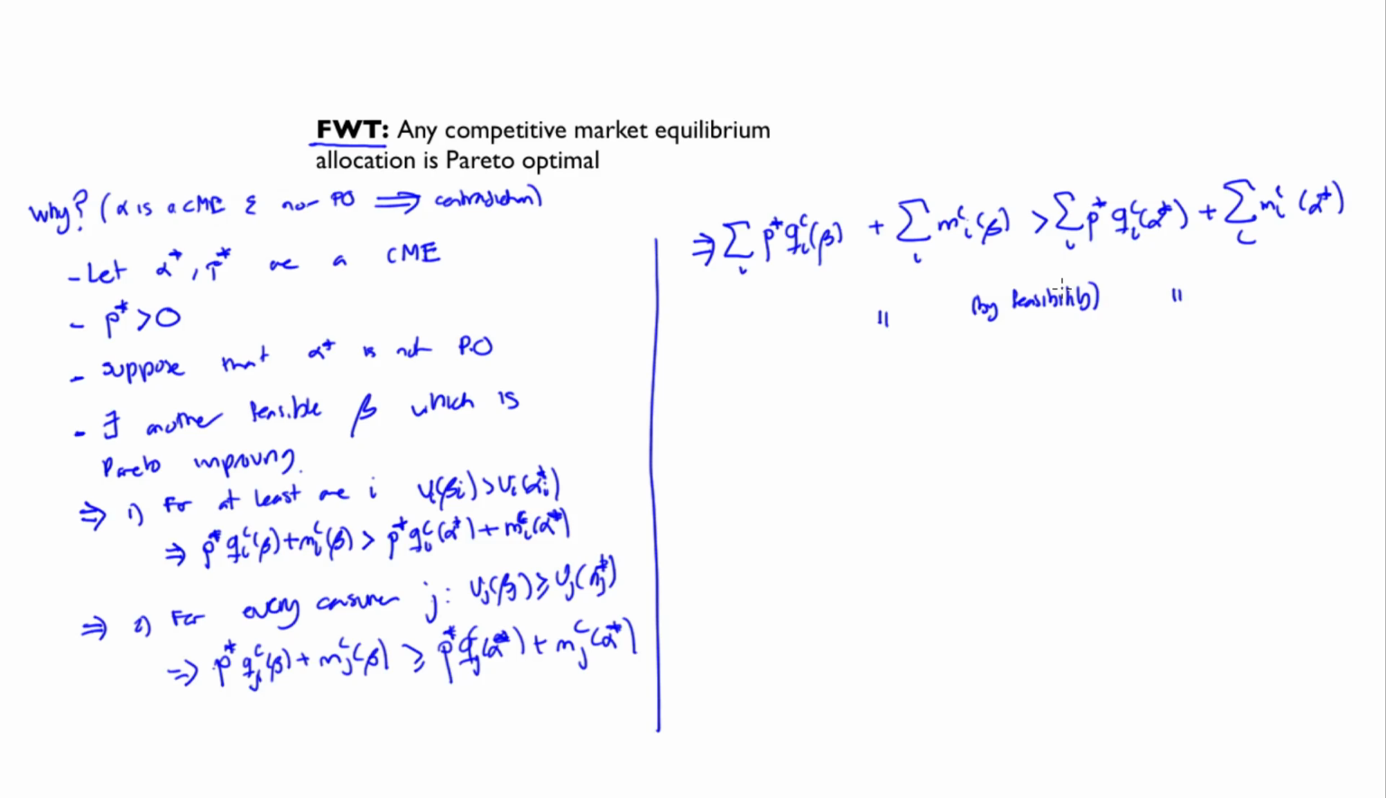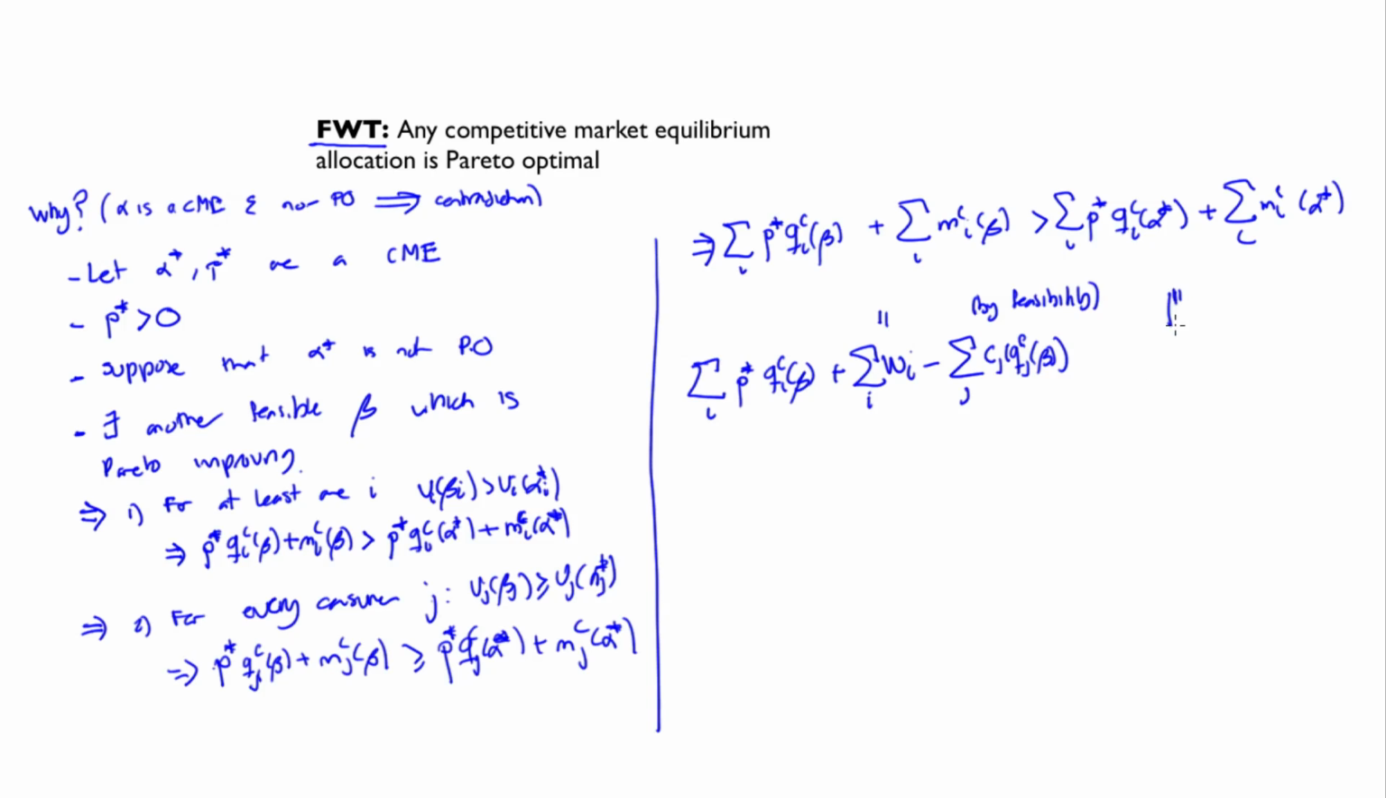to the following. We're just going to substitute the feasibility constraint for M, and we're going to get that this is going to be equal to the sum over I of P star QCI of beta plus the sum of the endowments minus the sum over all the firms of the cost for firm J of producing whatever is required to produce at beta.